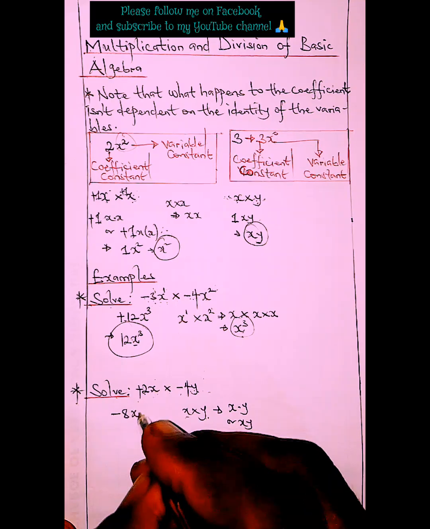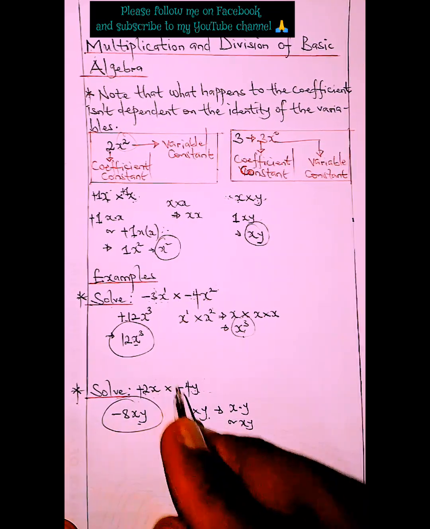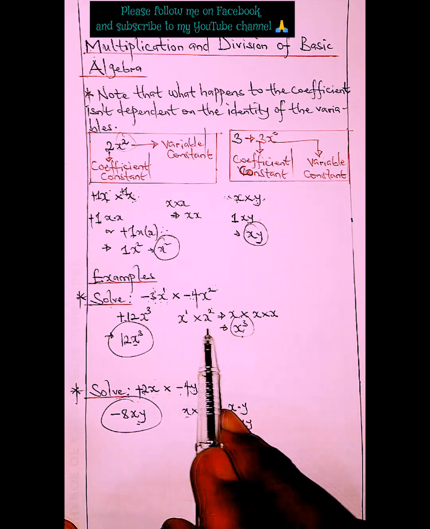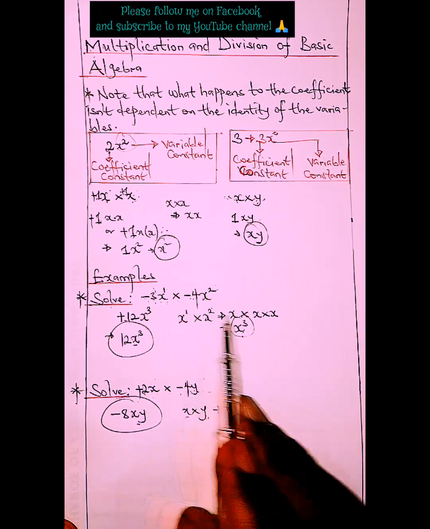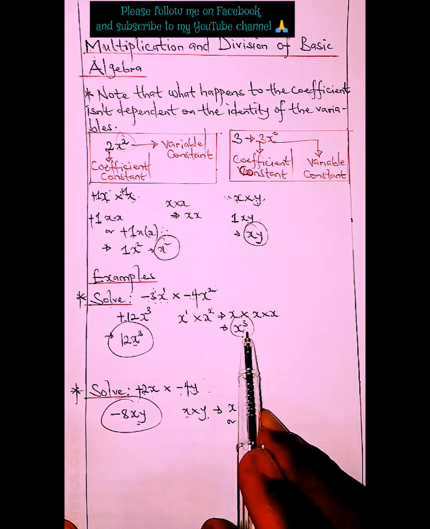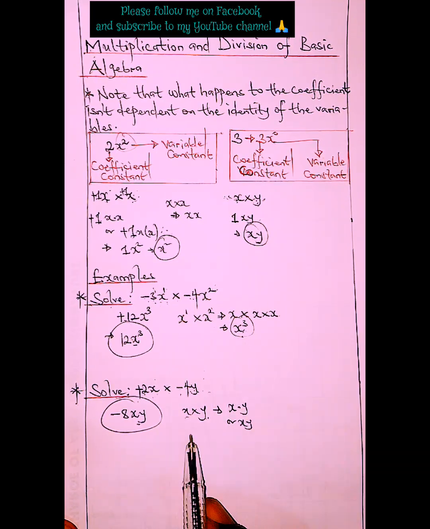So this is minus 8xy. But if they are the same, just like this, x to the power 1 times x to the power 2, the bases are the same. We can bring them together. x to the power 1 is x, x to the power 2 is x times x. They bring them together, you end up having this in index form. So that's that for that.